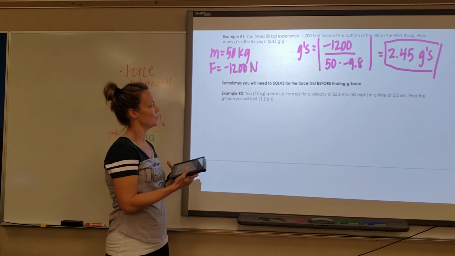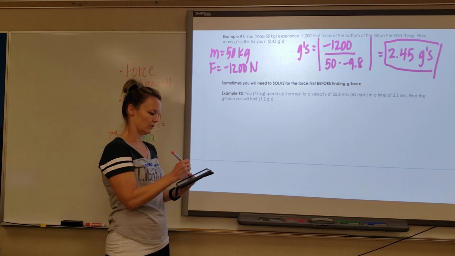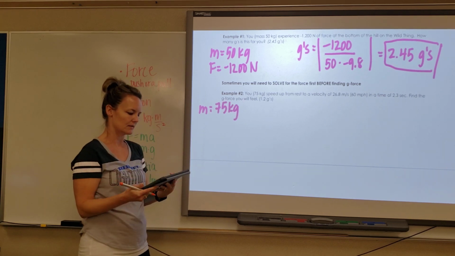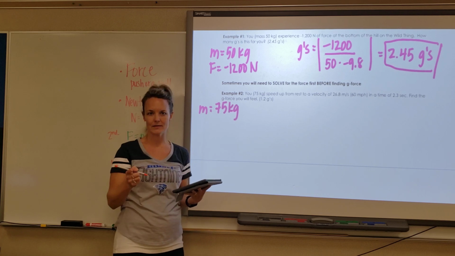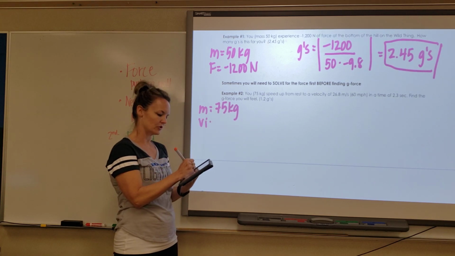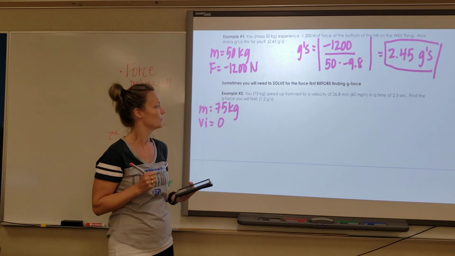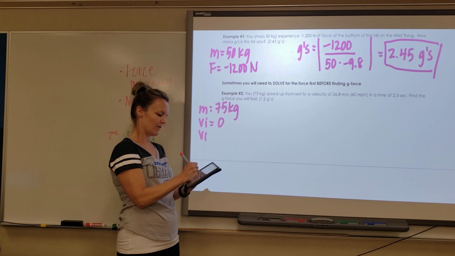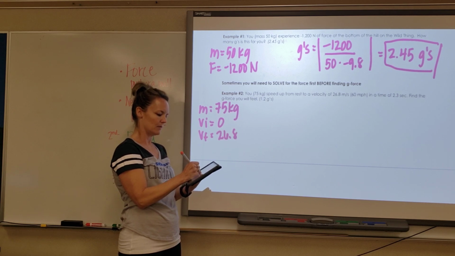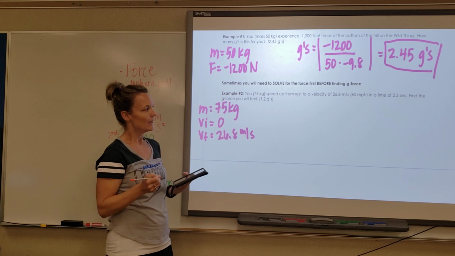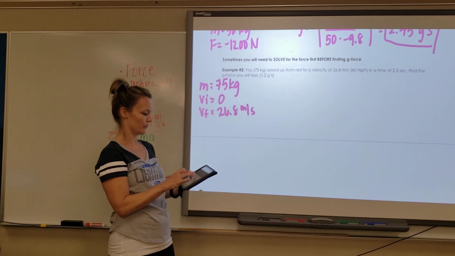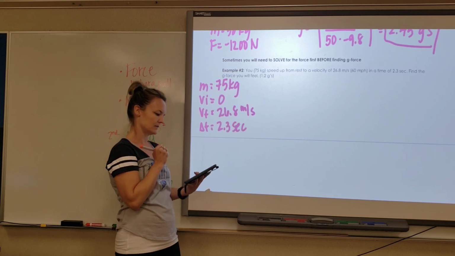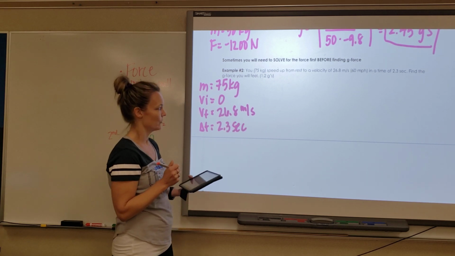So here we go. Example number 2. You, 75 kilograms. Well, right there, that is my mass. Kilograms is the mass. You speed up from rest. If I am at rest, my initial velocity is going to be 0. To a velocity of 26.8, so that's going to be my VF, 26.8 meters per second, in a time of 2.3 seconds. So my T is 2.3 seconds. Find the g-force that you feel.